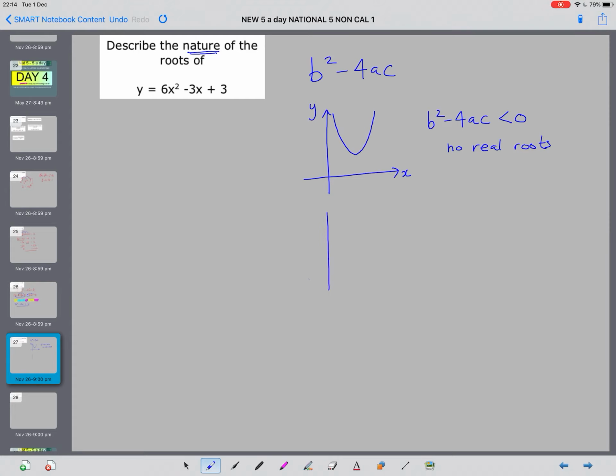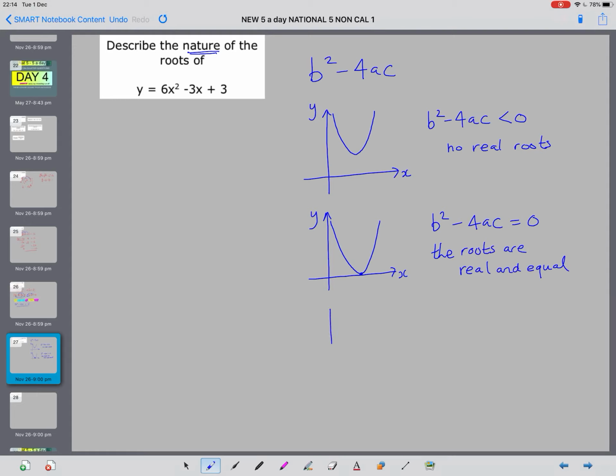If I drew another coordinate axis and drew a parabola that touched the x-axis, I could write b squared minus 4ac is equal to 0 and the roots are real and equal.